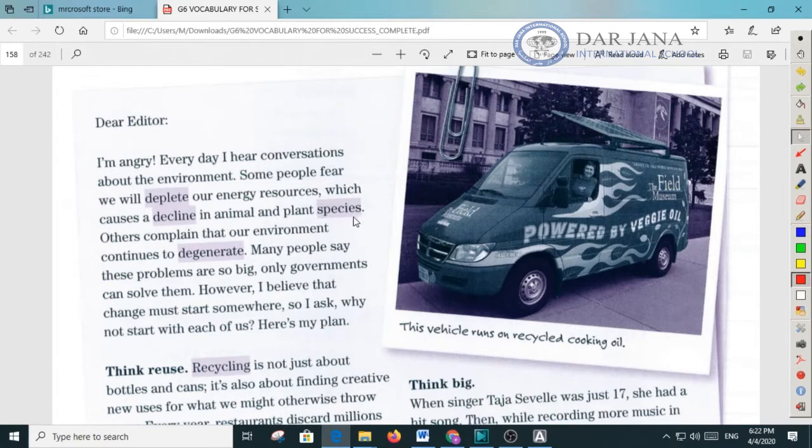Animal and plant species. So species, what's the meaning of species? It said before animal and plant. So we can say species are a category, a category of a particular thing.